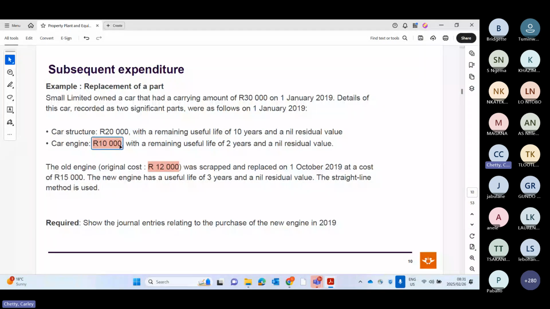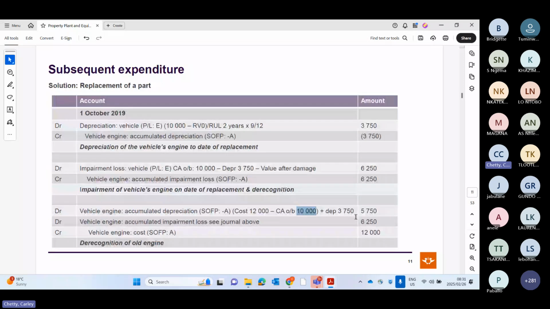So we're also taking that out. So we have removed the accumulated depreciation and the accumulated impairment losses, and we have removed the original cost of the engine. Okay, so we depreciated the engine for the current year. We processed an impairment. Then we removed those items relating to the old engine, like the cost and the accumulated depreciation and impairment. Now we need to record the new engine.